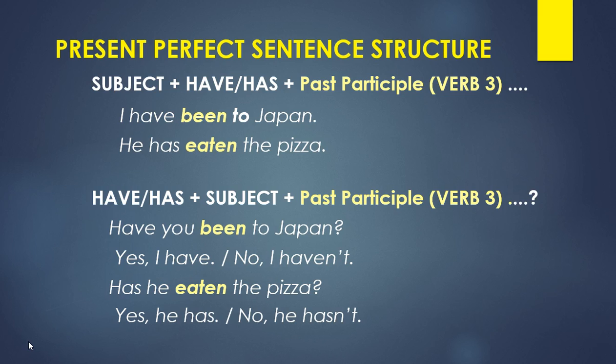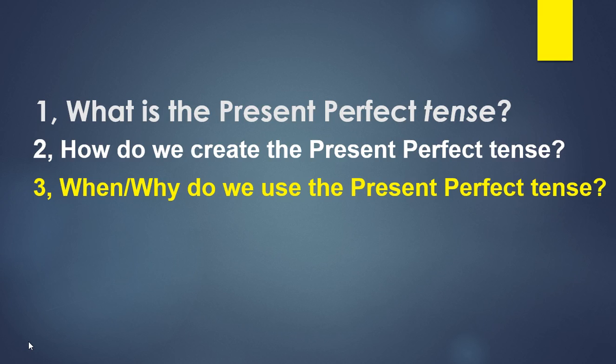If you're making a question, begin the sentence with have or has, then the subject, then the past participle, and then the additional information afterwards. So, have you been to Japan? Yes, I have. No, I haven't. Has he eaten the pizza? Yes, he has. Or no, he hasn't.